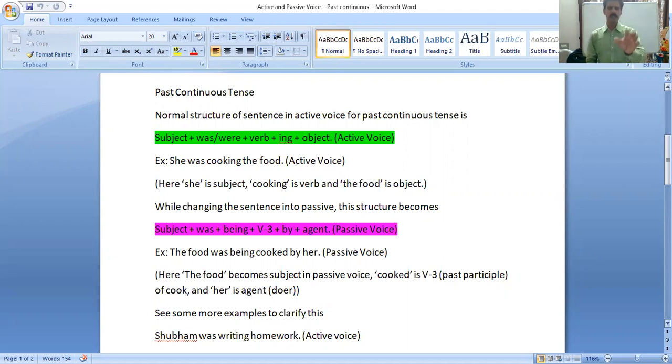Okay. Then let us see another way. The sentence is given here: The food was being cooked by her. The food was being cooked by her is the passive form. I hope that you all understood the passive voice of past continuous. There is a slight difference: one is present continuous, is or am being; past continuous is was, were, being.